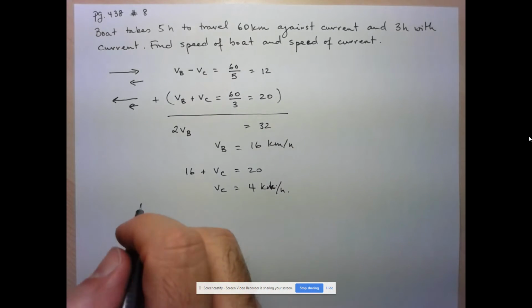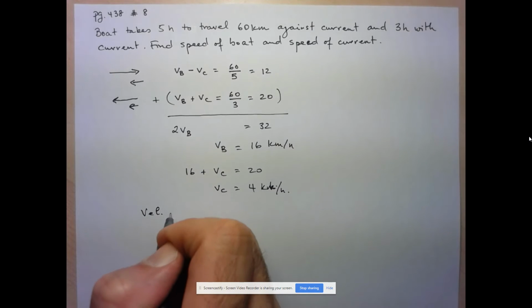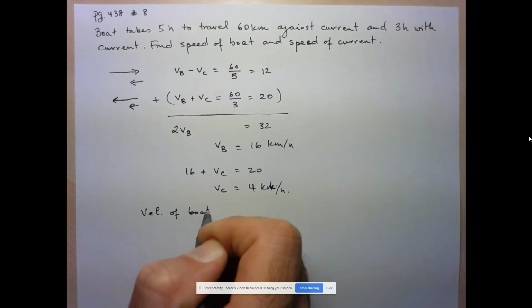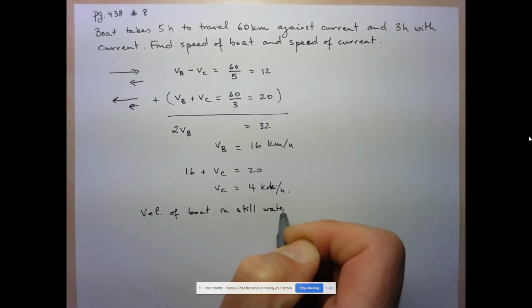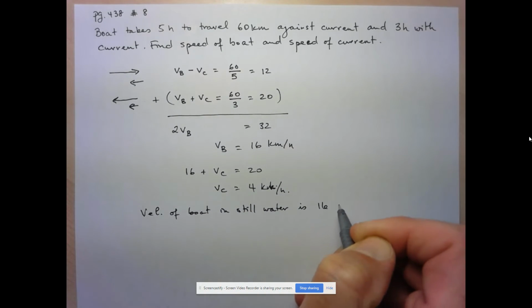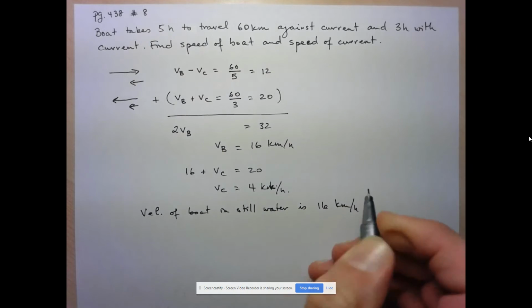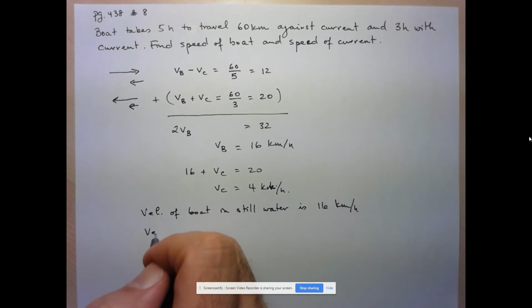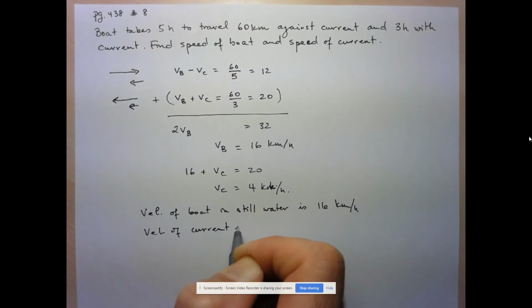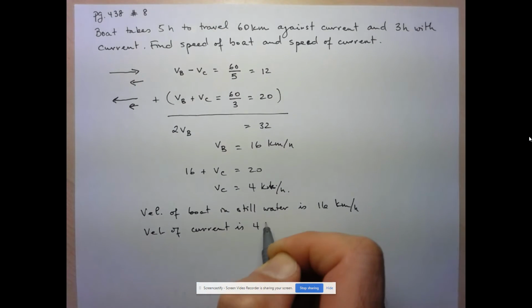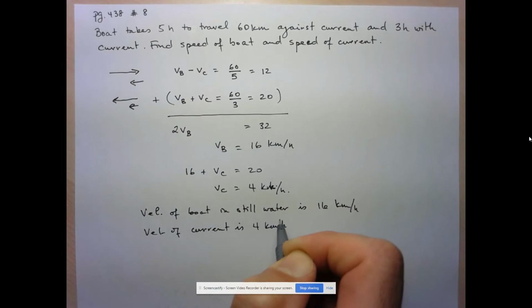Okay, so here we have that the velocity of the boat in still water is 16 kilometers per hour, and the velocity of the current is 4 kilometers per hour.